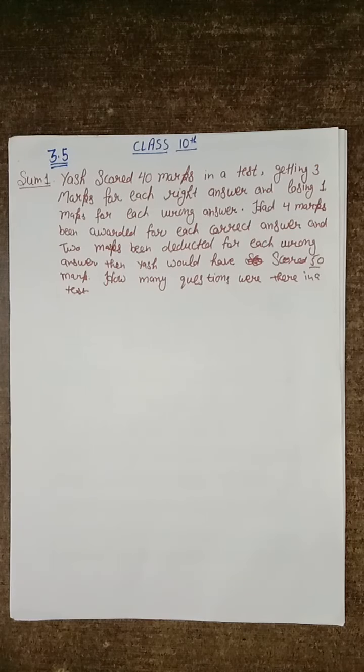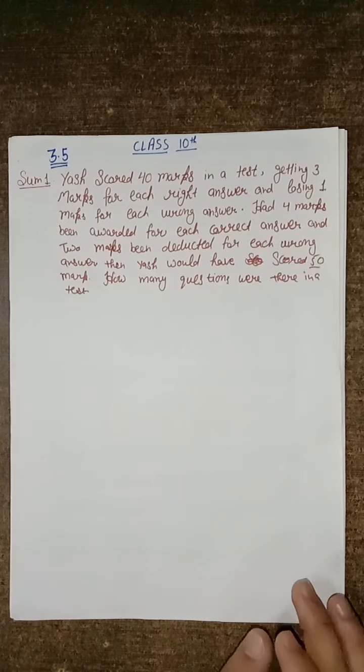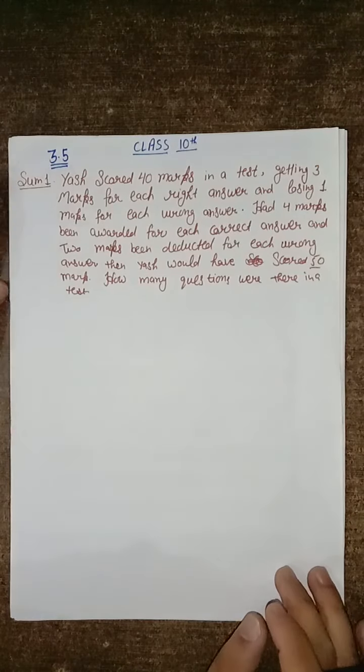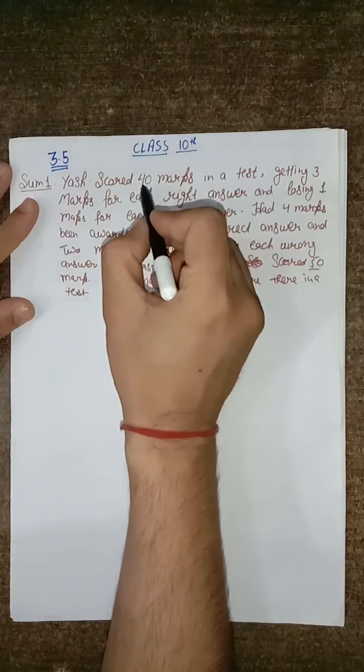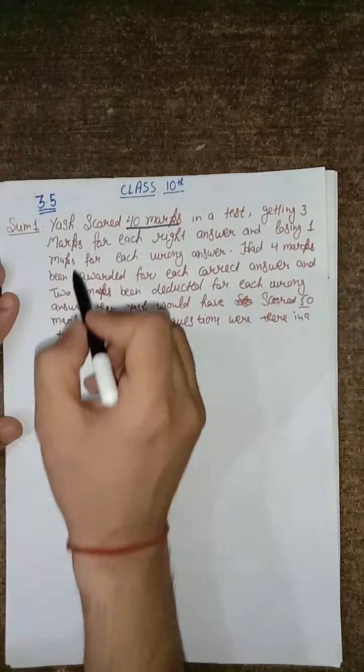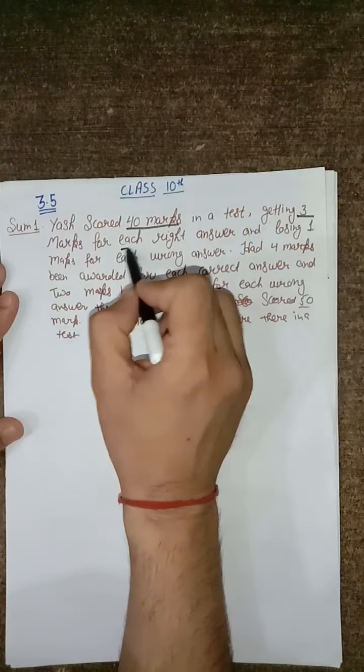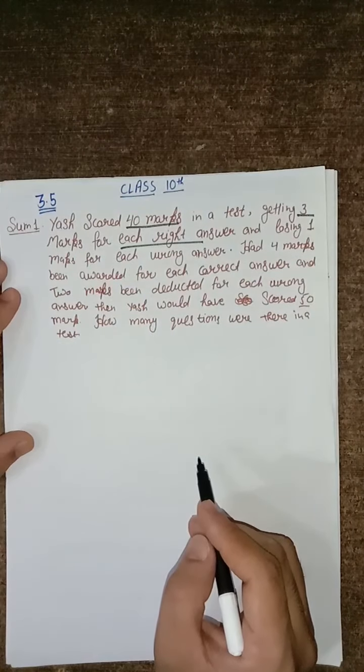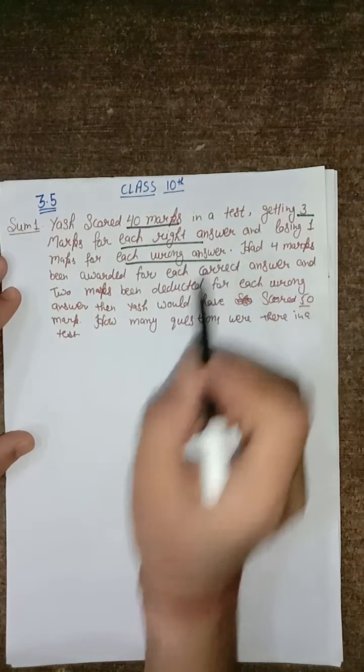And our first problem is based on marks. Our statement is: Yash scored 40 marks in a test, getting 3 marks for each right answer and losing 1 mark for each wrong answer.